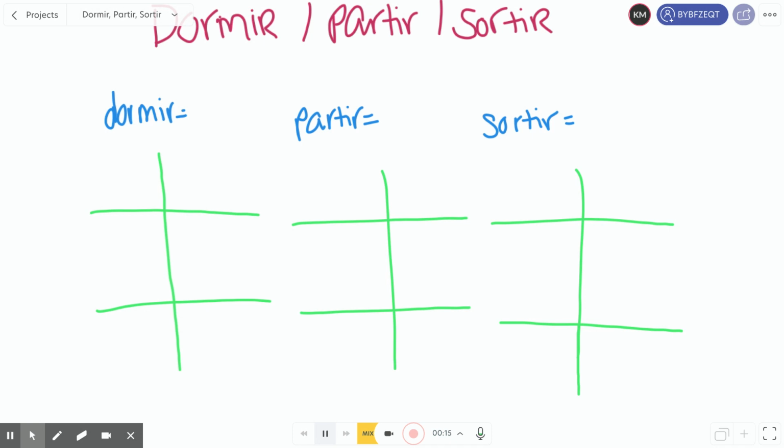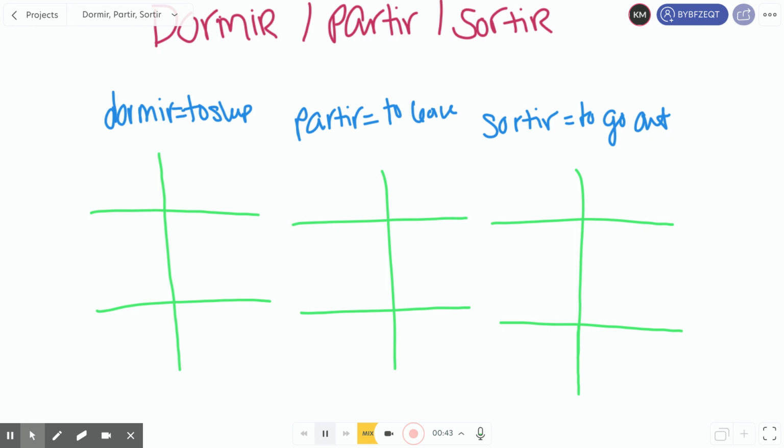So you can see I've done a little background work and I have some things up here on the screen for you. And so I'd like to talk about dormir first. Dormir is the verb to sleep, which you should already remember from French 1. But if you don't, dormir is the verb to sleep. Partir is the verb to leave. And sortir is the verb to go out.